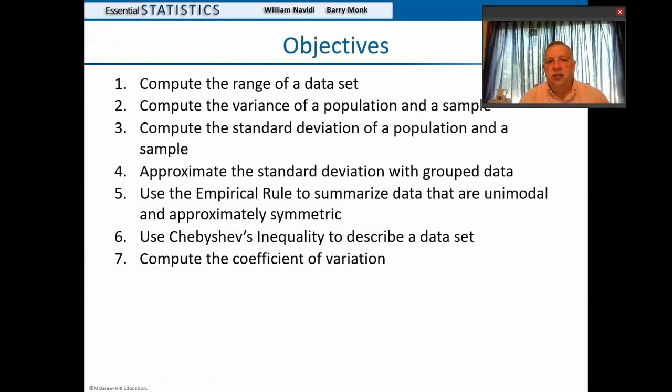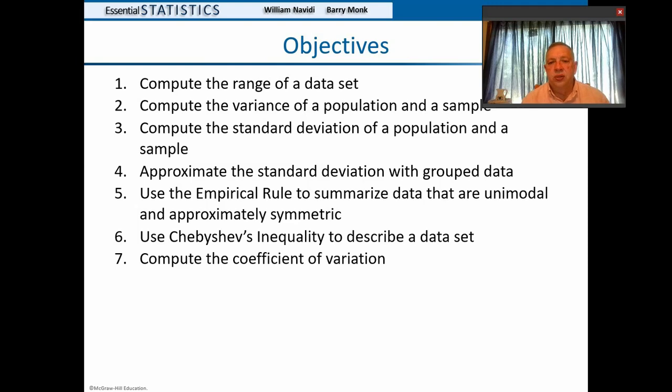We're going to compute the variance of a population and a sample. We have to learn what a variance is, and the standard deviation of a population and a sample. We're going to do those two different ways. Approximate the standard deviation with grouped data, just like we did the mean using grouped data in Section 3.1. We're going to approximate the standard deviation with that grouped data.